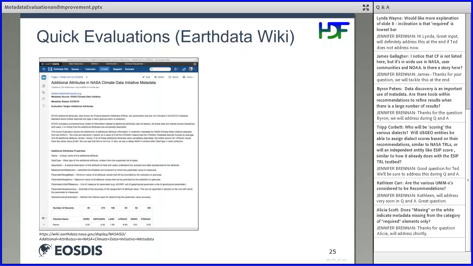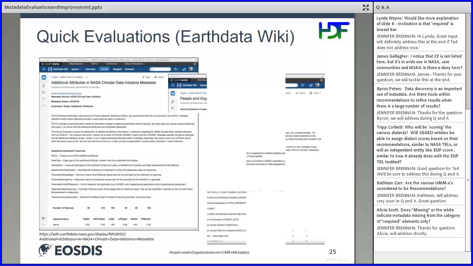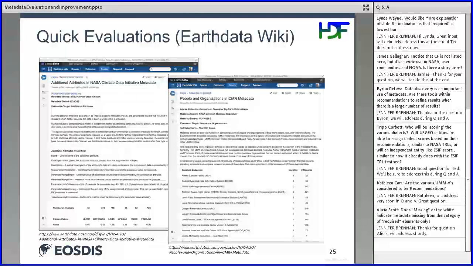We've got reports on a couple of these in the Earthdata wiki. One is the one I just mentioned. This is a NASA wiki. Additional attributes, and we also have one on people and organizations in the Common Metadata Repository. So this is sort of the beginning of agency-specific results that are on a NASA wiki.